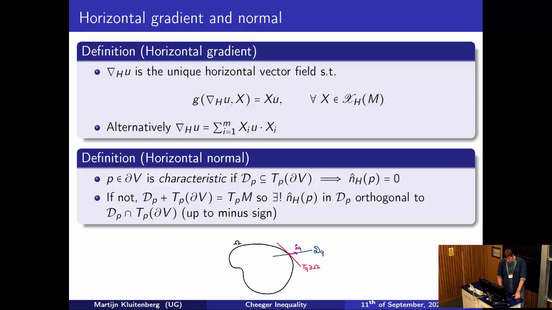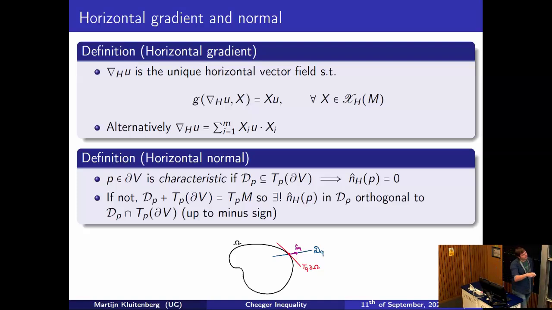The horizontal normal is, well, I told you it should be in the distribution, and there are 2 types of points to worry about here. So a characteristic point is a point where the distribution is completely inside of the tangent space to the domain. So this is not a characteristic point. A characteristic point, in this 2-dimensional drawing, would be when the distribution is actually parallel to its tangent plane, and then we're kind of screwed.